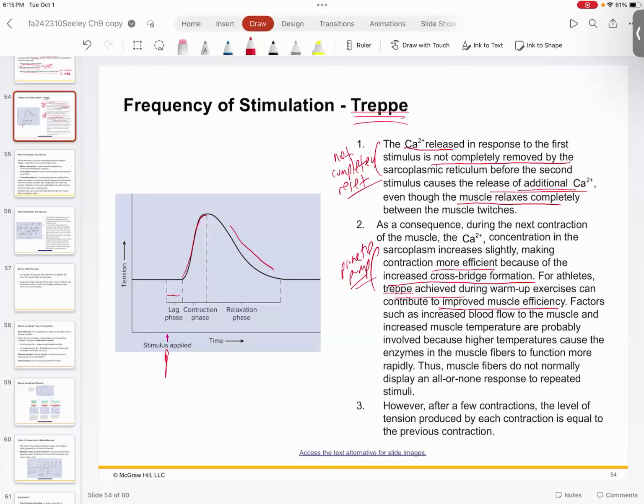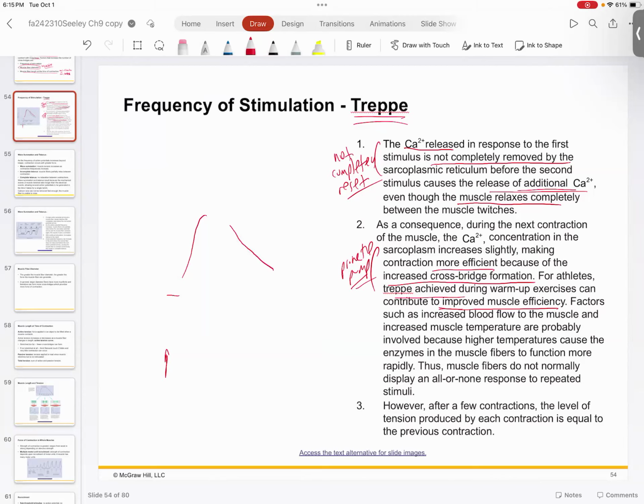You're also communicating to your tissues. You're bringing in an increase in blood flow. So you're beginning that process.